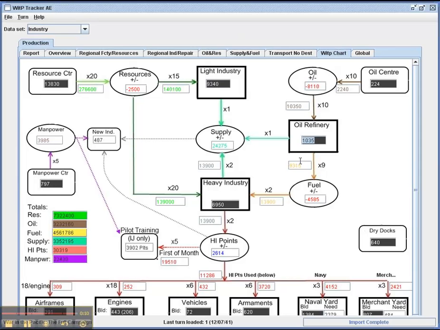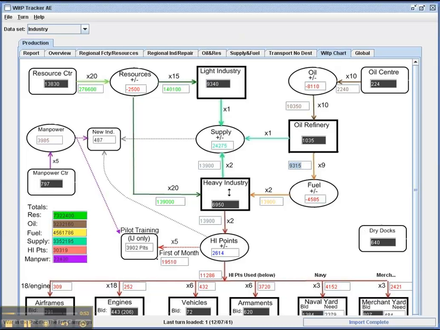So our oil refineries, what they do is, first of all, they create supply. So 1,035 supply. Then if we move down to fuel, fuel is used by task force, as well as by heavy industry. So our oil refinery creates fuel, and it does that at a multiplier of 9. So 1,035 times 9 equals 9,315.